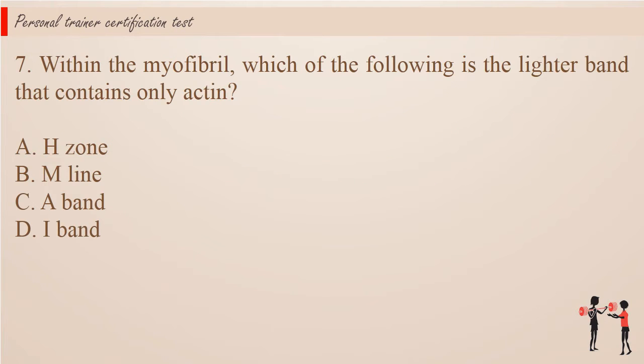Question 7. Within the myofibril, which of the following is the lighter band that contains only actin? A. H-zone. B. M-line. C. A band. D. I band.